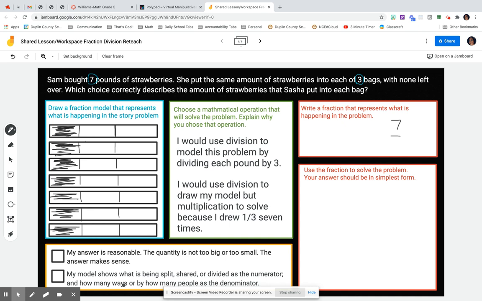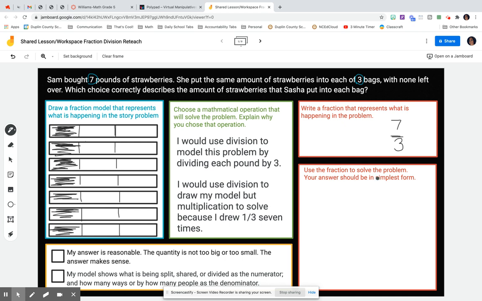And then it says how many ways or by how many people is the denominator being divided or split. So how many ways is it being split? It's being split 3 ways. So 7 pounds of strawberries are being split into 3 bags. So the fraction that represents what's happening in the problem is 7/3. And this says 7 divided by 3.